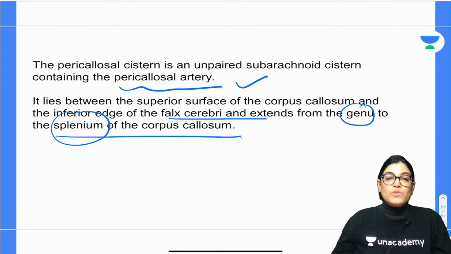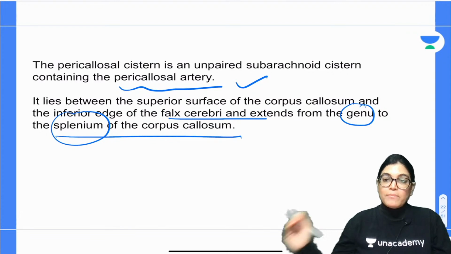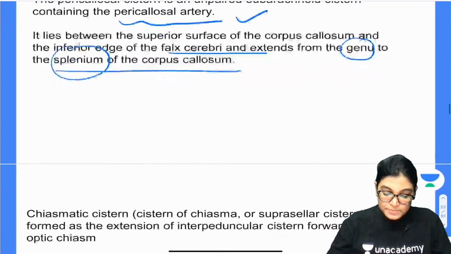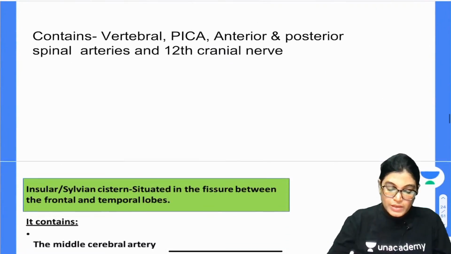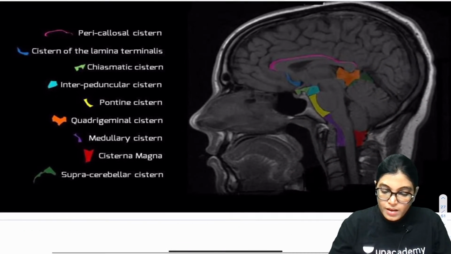So, pericallosal, what do you mean by callosum? Corpus callosum. The location of the pericallosal cistern is just above the corpus callosum. So, it is called the pericallosal cistern, containing the pericallosal artery. Let me just show you the pericallosal cistern here.